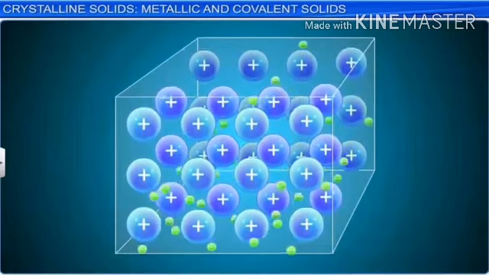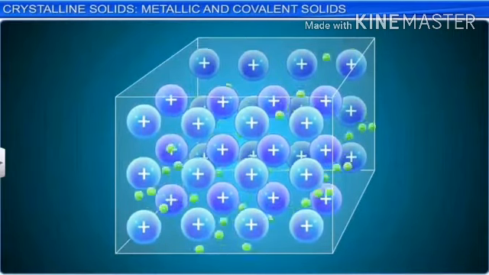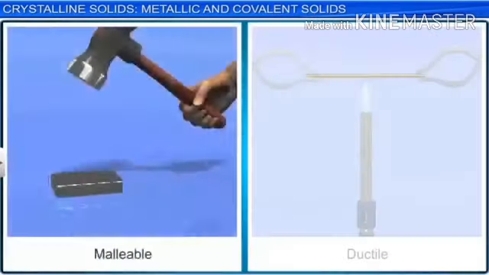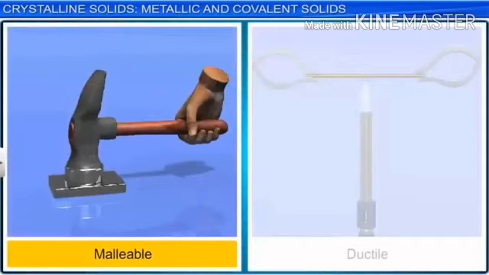Another important characteristic of these metals is that they are lustrous and they are colored in many ways. And this is also because of the presence of free electrons in them. Metals are highly malleable and they are ductile also.